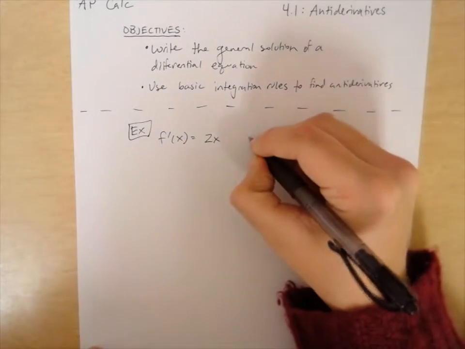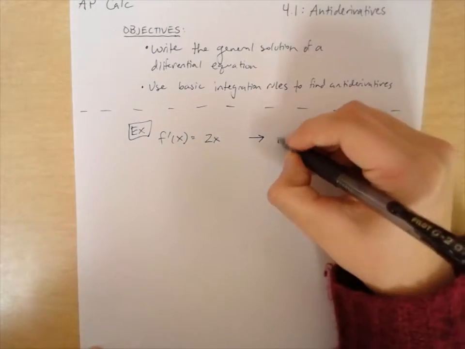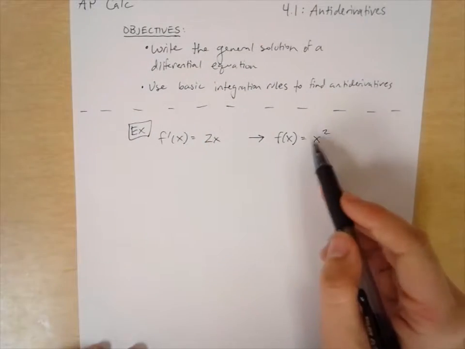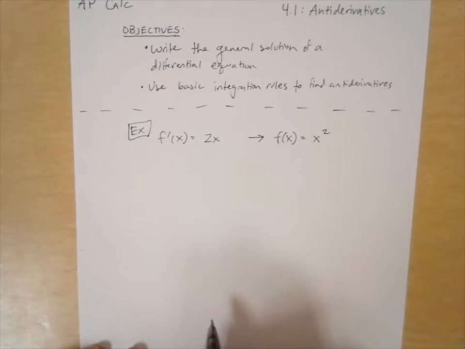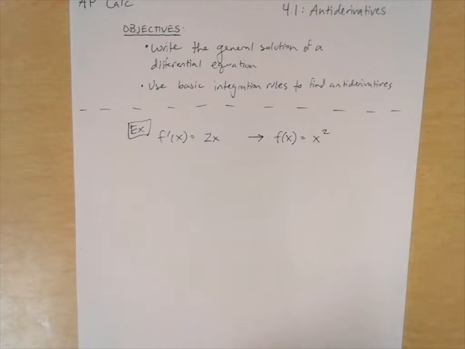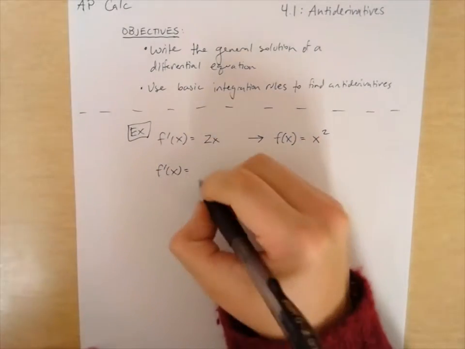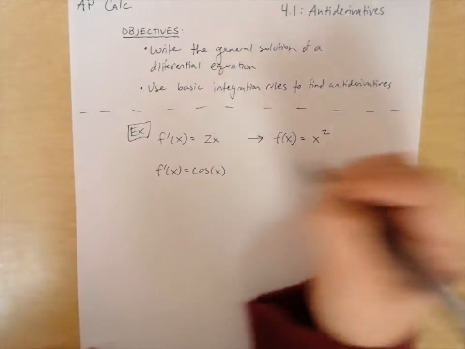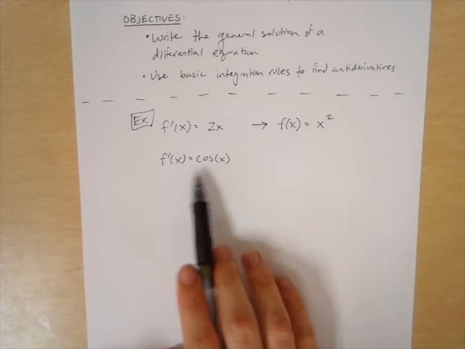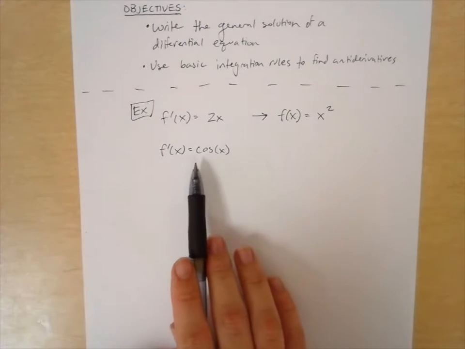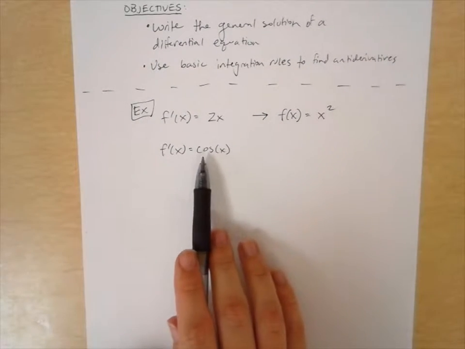And here's what we could have gotten. Our original function could have been x squared, right? Because the derivative of x squared is 2x. So that's how that works. Let's try one more that's not too bad. What if we had f prime of x equals cosine of x? What function would have a derivative of cosine x?